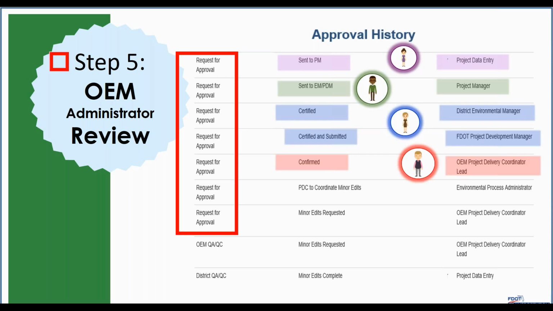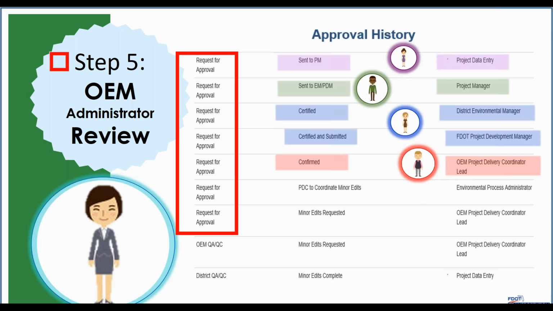Here we have the PDC. The PDC will again confirm that the EDS form for administrator review is ready. And as I mentioned before, once you have a PDC confirm something in SWEPT, it usually starts a clock. So this PDC confirmation starts a 25-day clock for the administrator review.